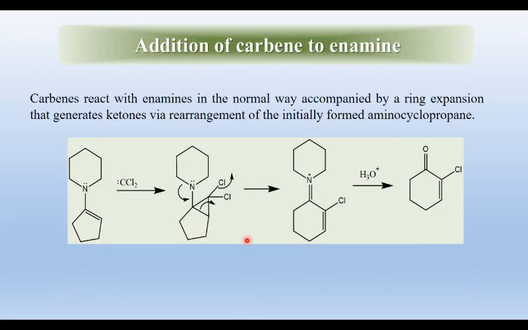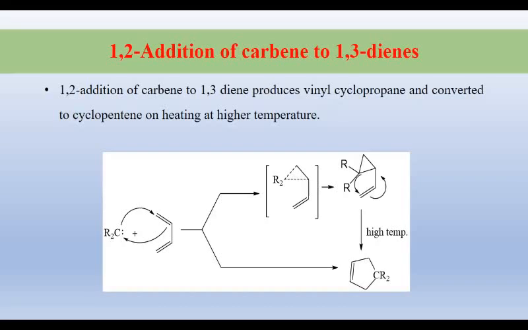Addition reactions of carbene to enamines. Carbene reacts with enamine in the normal way, accompanied by the ring expansion that generates ketones via rearrangement of the initially formed aminocyclopropane. In the first reaction, carbene is added to this double bond to give a cyclopropane ring, which is rearranged to a cyclohexene ring. When hydrolyzed, it gives ketone.